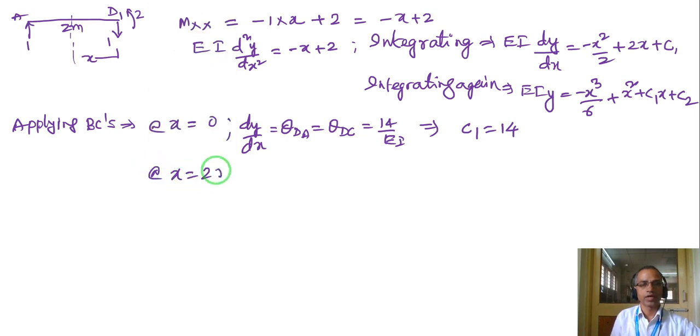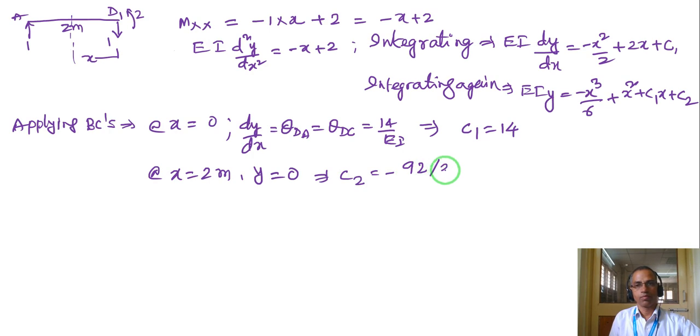The next boundary: at x equal to 2 meter, that means at support A, the deflection y will be 0. Substituting into this equation, x is equal to 2 meter: minus 8 by 6 plus 4, 14 into 2 plus c2 equal to 0. So I get c2 is equal to minus 92 by 3. So these are the constants c1, c2 that I have obtained.